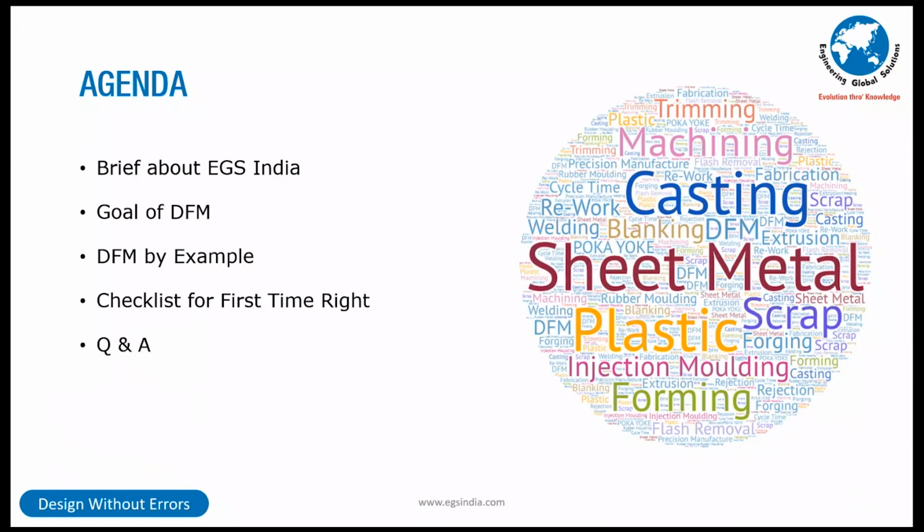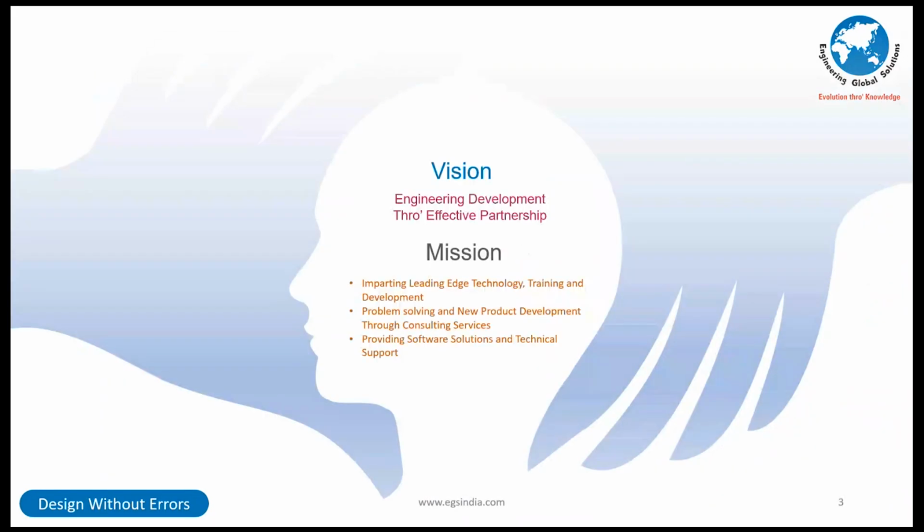The brief would be first about EGS India, and then the goal of DFM by examples, and then a checklist, and then the question and answer session. We employ different manufacturing methods, different assembly methods when we are putting things together. So I'll try to make it as comprehensive as possible, but this presentation is not going to be the summary of all the things that need to be done, but gives you an overview.